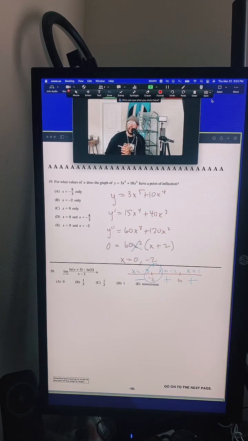Yeah, people make sign charts. You can absolutely do that. I like doing the number line. I used to do a sign chart when I was in high school, and then I just somehow got lazy and started doing the number line. So you can do whatever you want.